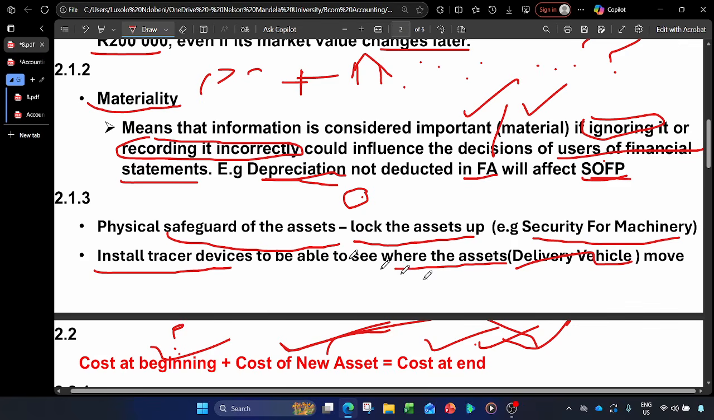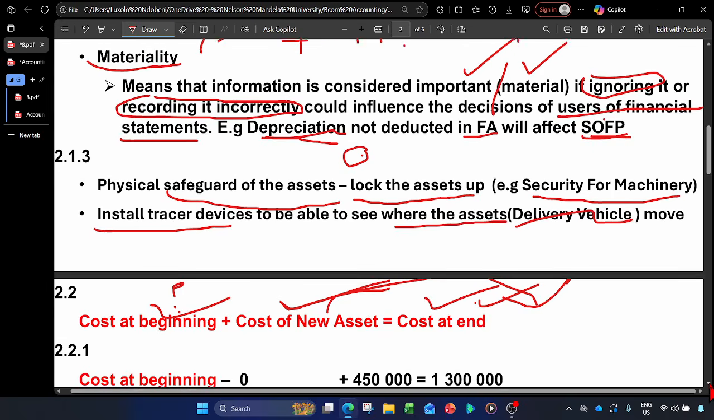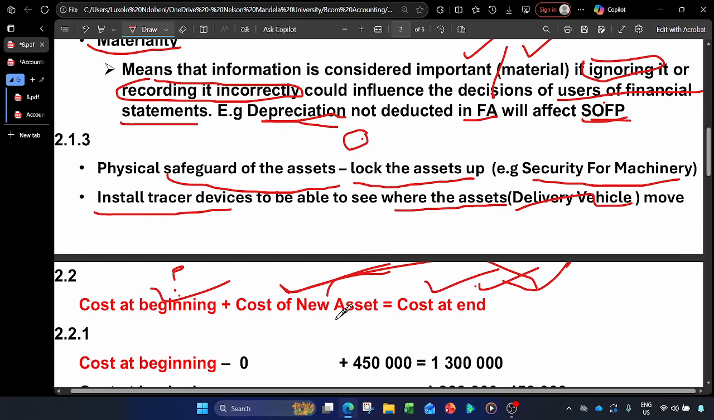But now let's see how we can do that. We have the cost at the end, we have the cost of the addition, but we don't have the cost at the beginning. So this is the question mark, but we actually have the cost of the new assets or the acquisitions and the cost at the end. So you see, guys, there's only one unknown here. Some of you are doing math and some of you doing math lit, right? But this one is the basic way in mathematics.